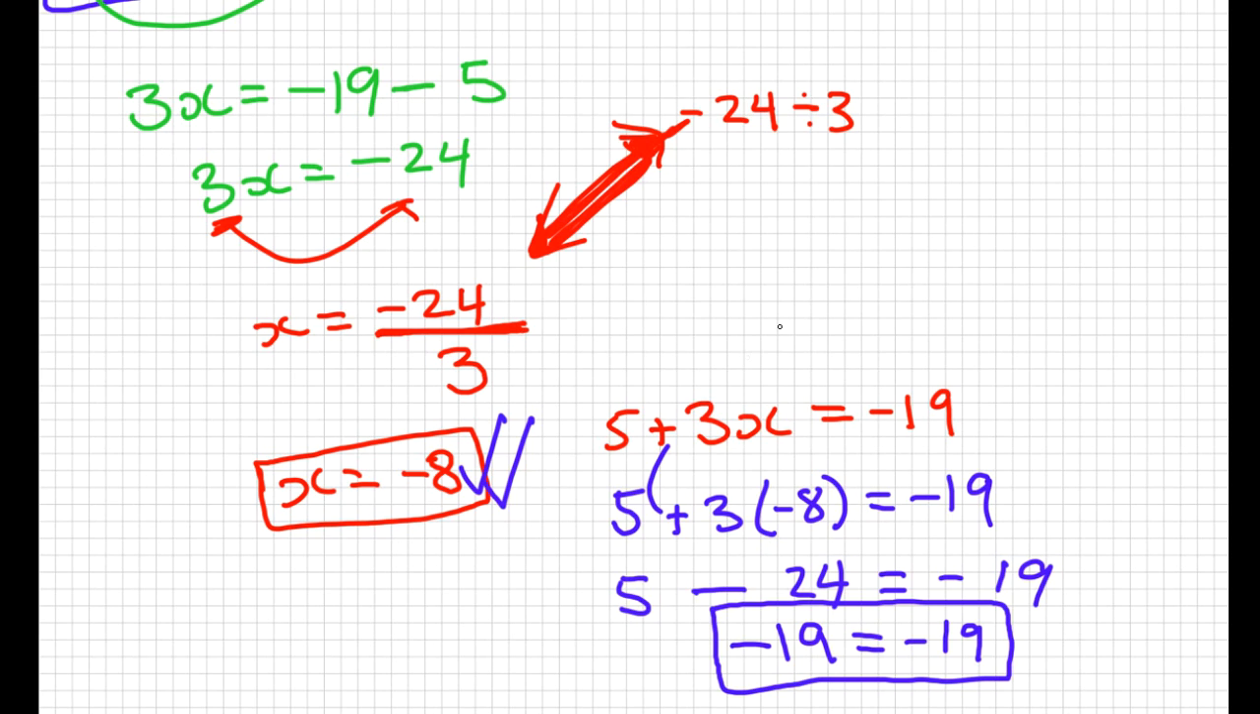Step 5, write your answer in sentence form, describing how the solution relates to the original problem. The way I would do this is I would think something along the lines of when minus 8 is multiplied by 3 and then added to 5, the result is negative 19. There might be better ways to do that, and I'll have to think about that. But at this stage, that's how I would like you to do them.